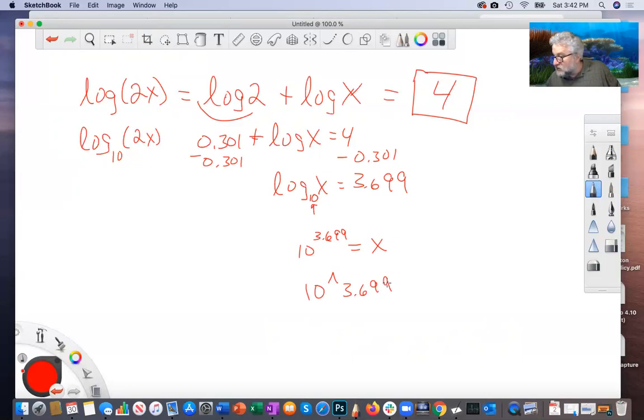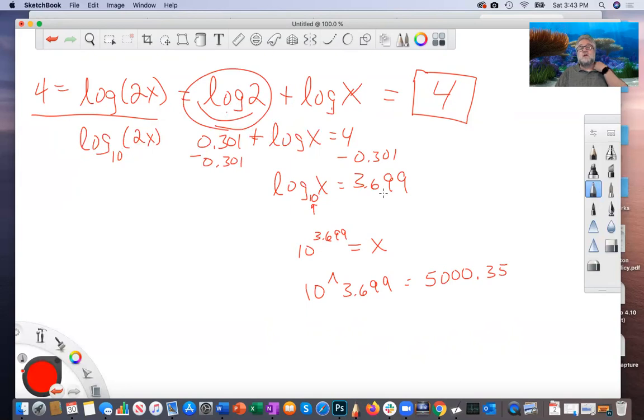It's going to be a big number. Exponent 3.699, and we get, oh, look at that, 5,000.35. So that's what x is. Okay, so if we started out with 4 equals log of 2x, then we would break this up into 2 pieces. We'd calculate this one. We'd move it to the other side. We'd have log x equals 4 minus that. We'd use the secret formula, and then we would get the answer. Okay?